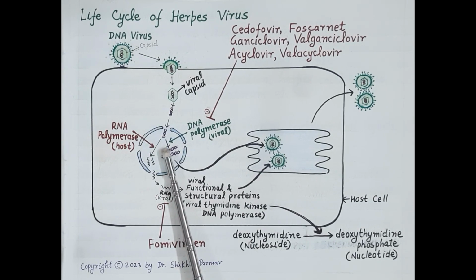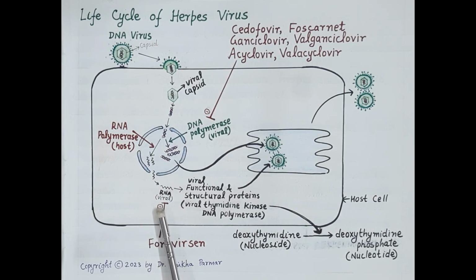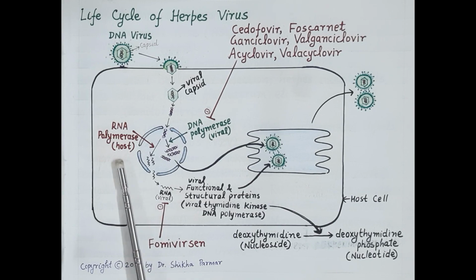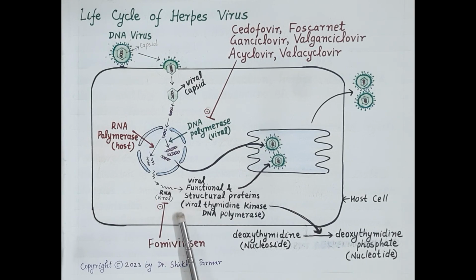Now, viral DNA transcribes and produces messenger RNA. Now, here it's very important to understand that this viral RNA is produced by using host or the human RNA polymerase enzyme. Now, this viral RNA further produces proteins. It produces functional proteins as well as structural proteins. Now, functional proteins like viral thymidine kinase, viral DNA polymerase.